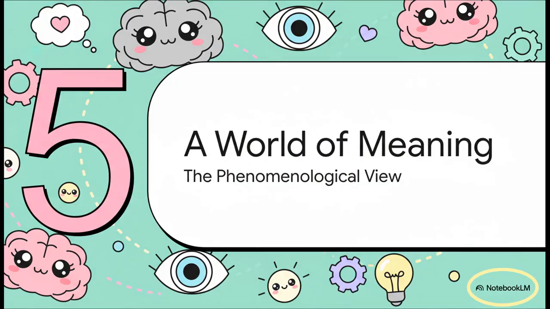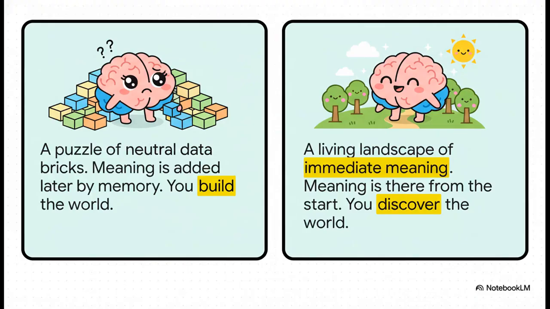So if the Lego theory is just plain wrong, what's the alternative? Well, it comes from a field of philosophy called phenomenology, and the main idea is a complete 180. The revelation is this: we don't add meaning to the world. We find a world that is already meaningful. And the difference here is huge.